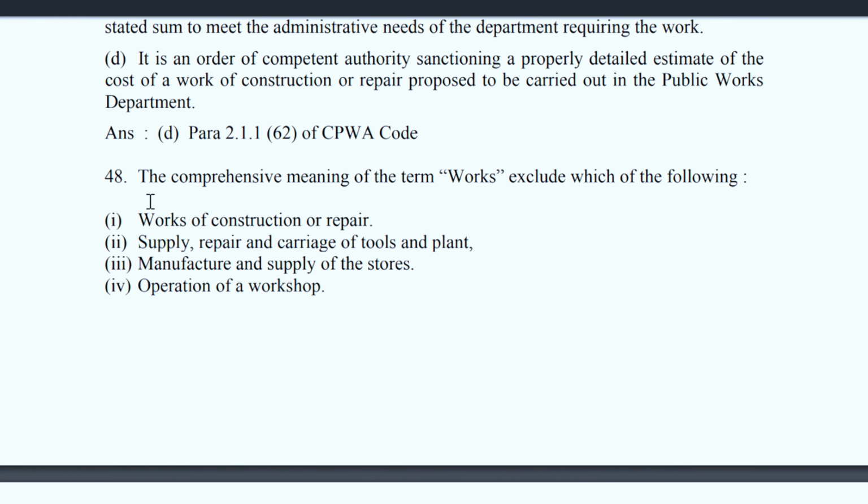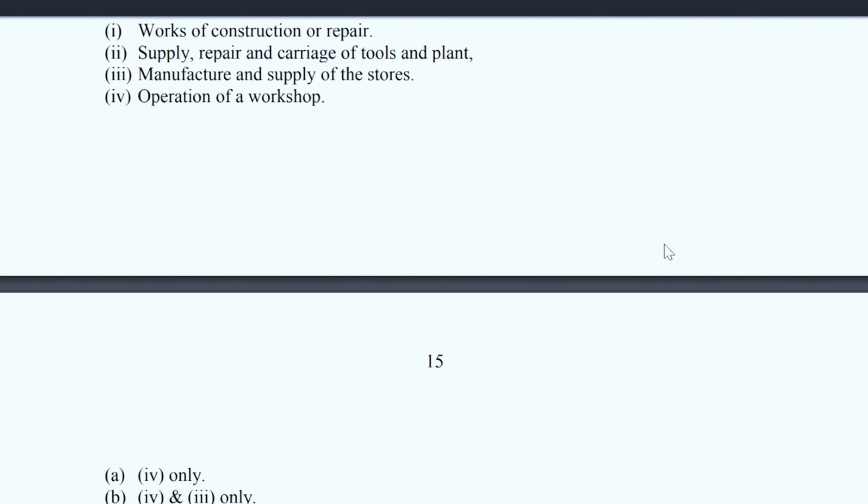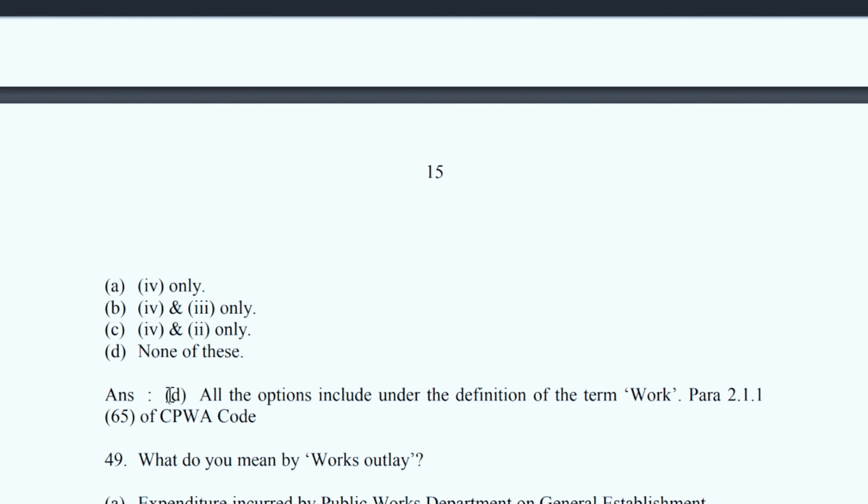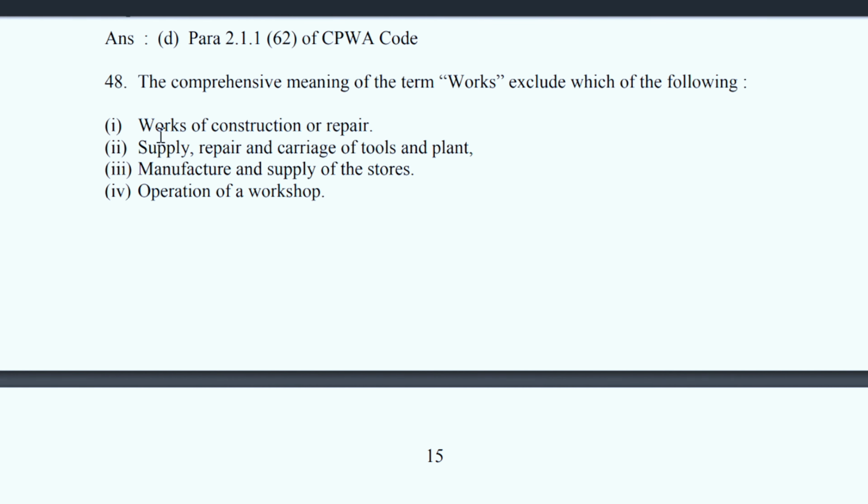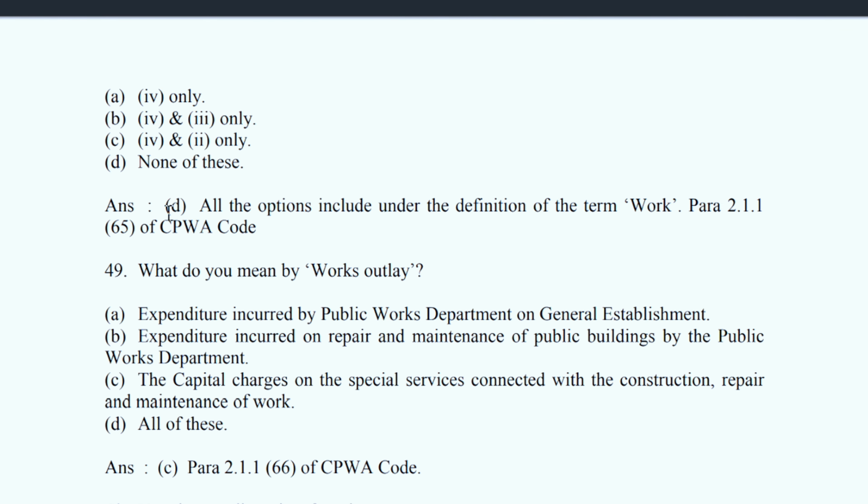48. The comprehensive meaning of the term works excludes which of the following? So the answer is D. Works of construction or repair, supply, repair, carriage of tools and plant, manufacture and supply of the stores, operation of workshop. So the answer is D. All the options are included under the definition of the term work.